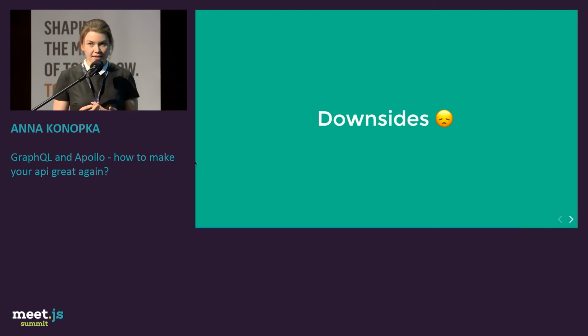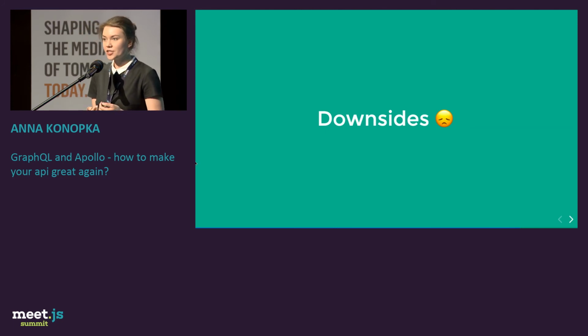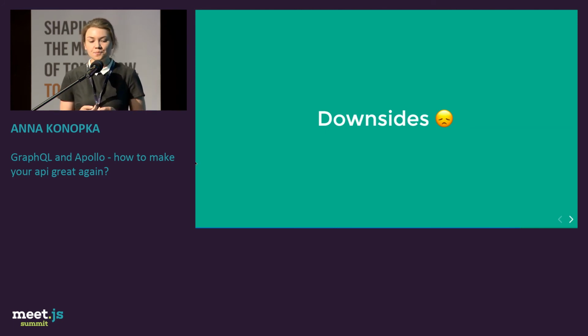The second thing that is also connected with this abstraction is the fact that when we are using GraphQL, we are not utilizing the caching that is built into our browser. For example, Apollo makes its requests using one endpoint and POST requests, so we cannot talk about any caching by doing so.